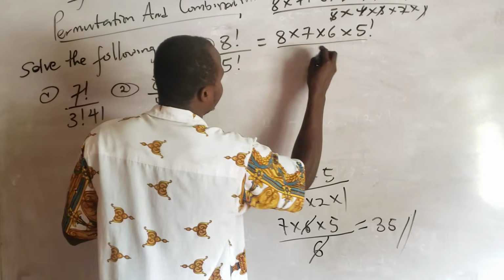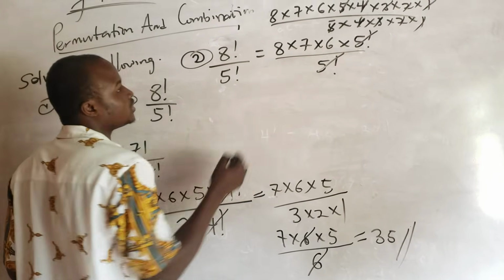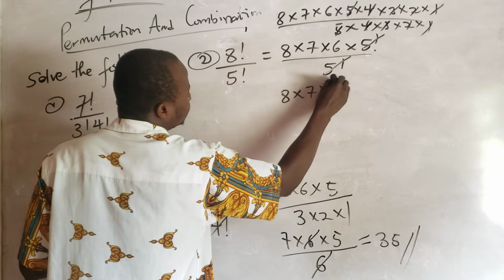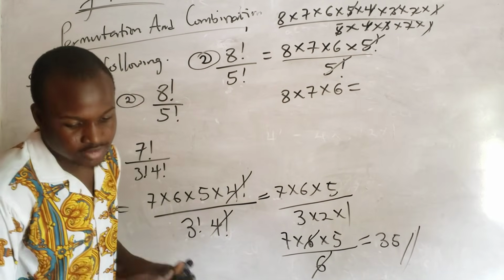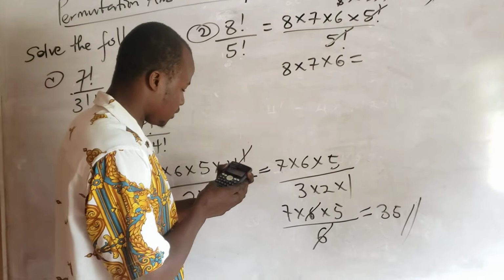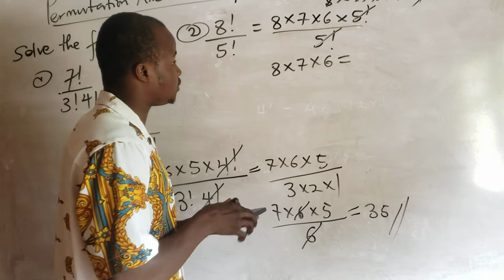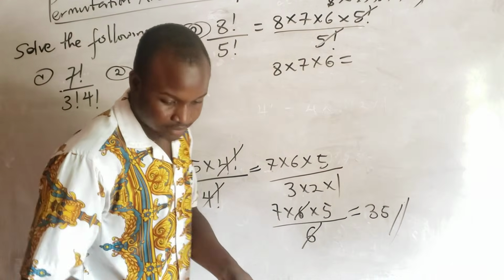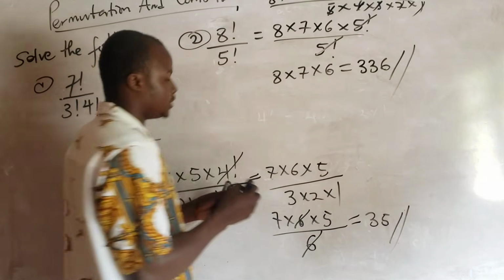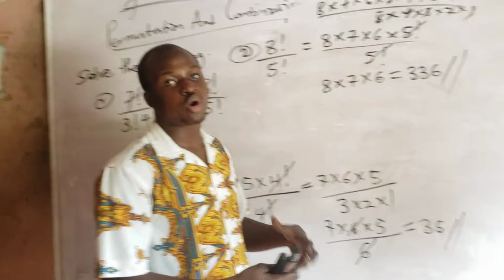So over 5 factorial, so that this and this can cancel each other. So you have 8 times 7 times 6, which is 336. Our answer is 336. That's the answer.